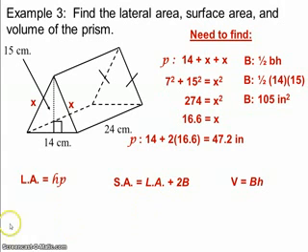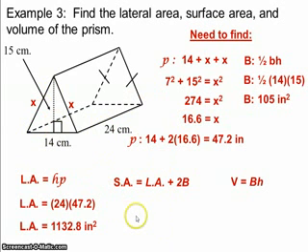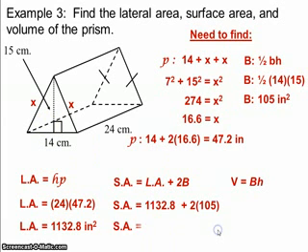That's all we needed to find, so now we can just go over here and plug everything in. The lateral area is going to be our height. Again, distance between the bases is 24, and the perimeter is 47.2, so 24 times the perimeter. And that gives us 1132.8 square inches. The surface area, we're going to take that lateral area and put it there, plus double the base, add it to it, and that gives us 1342.8 square inches.